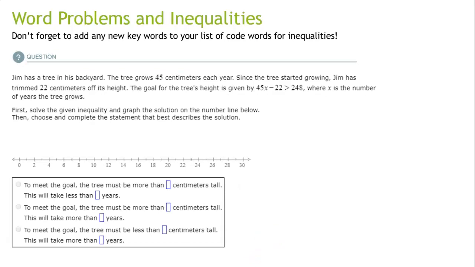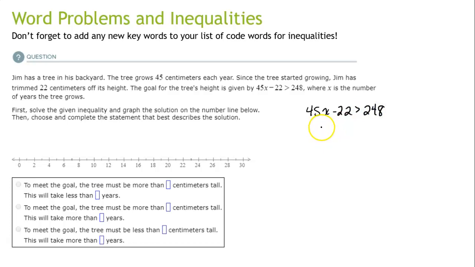All right, don't forget to add any new keywords to your list of code words as we are doing these. Jim has a tree in his backyard. The tree grows 45 centimeters each year. Since the tree started growing, Jim has trimmed 22 centimeters off of its height. The goal for the tree's height is given by 45x minus 22 is greater than 248, where x is the number of years the tree grows.